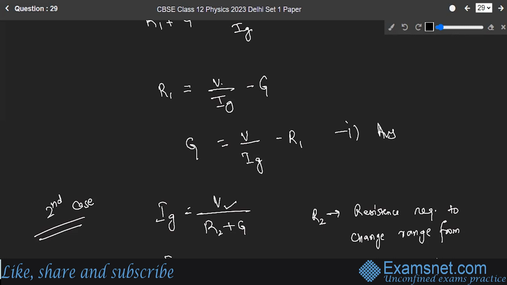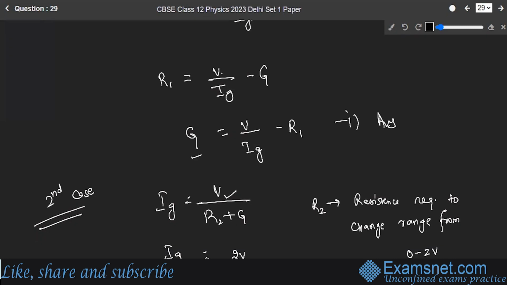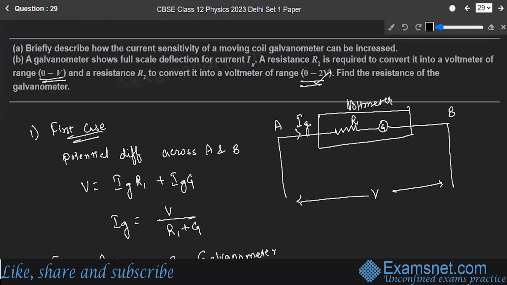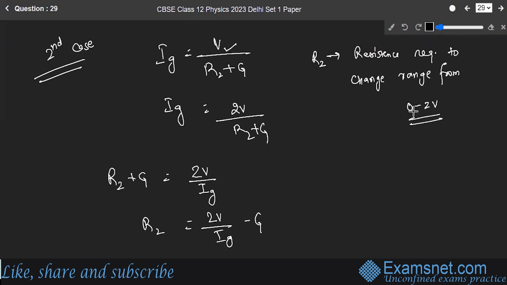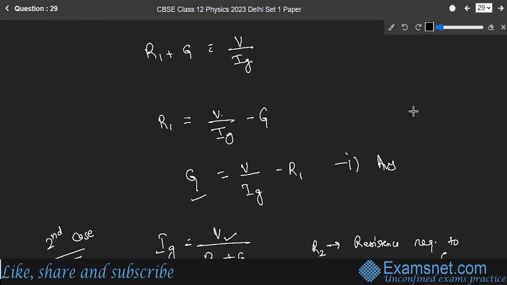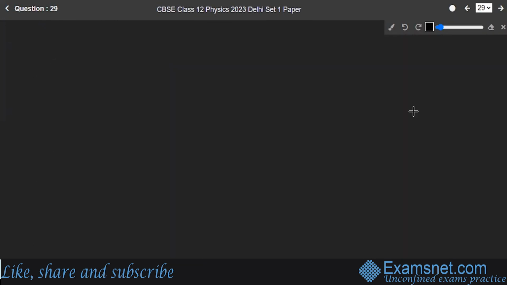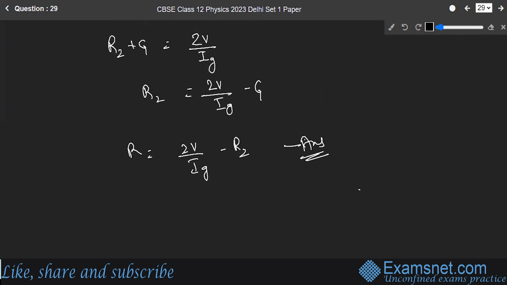So hope you're clear with this. Here was your G, because in the question it was asked the resistance of the galvanometer. This comes out to be equal to G. So this is your first answer, and this one is your second answer. All right, let's move to the next question.